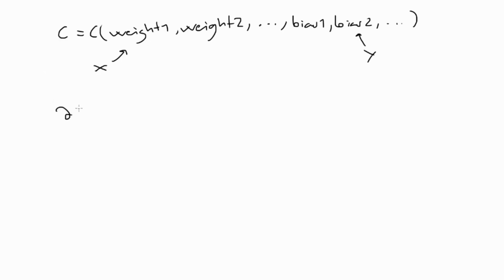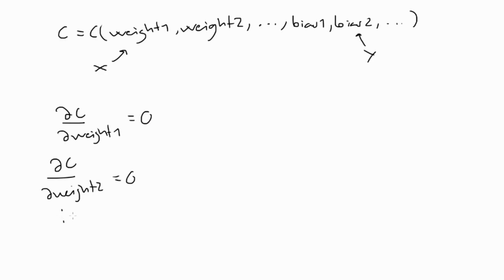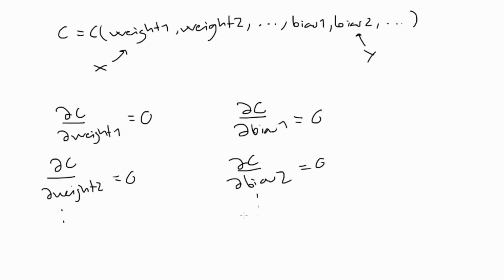So we'd have the partial derivative of C with respect to weight 1, set it to 0, and take the partial derivative of C with respect to weight 2, set it to 0, and so on, and then do the same thing for biases. Take the partial derivative of C with respect to all the bias parameters. And so on. This becomes a rather difficult computation when you're dealing with billions of parameters, and therefore we resort to a different approach for minimizing C using an algorithm known as gradient descent.